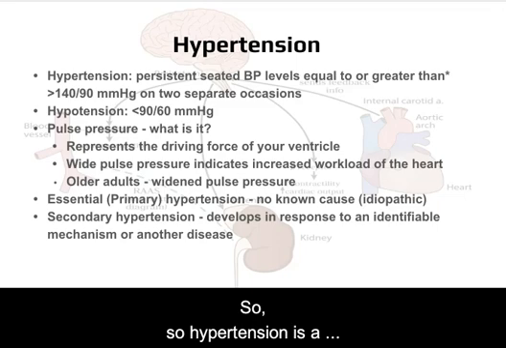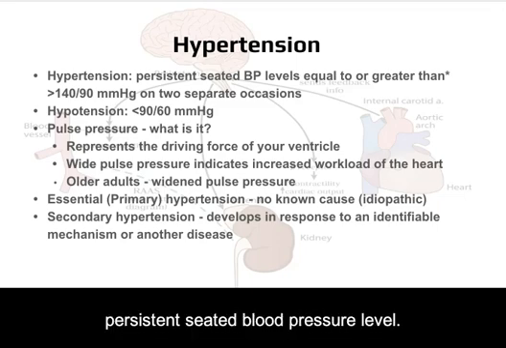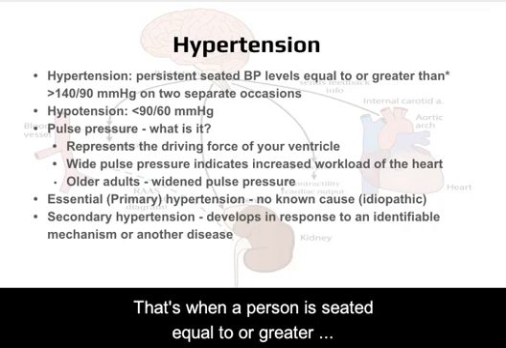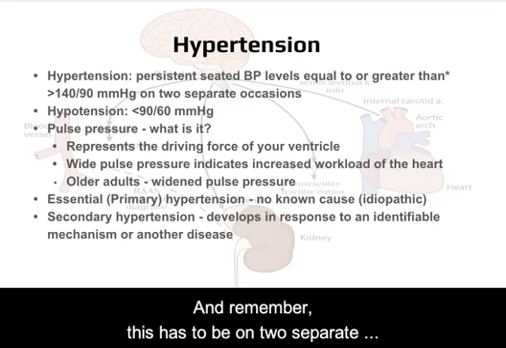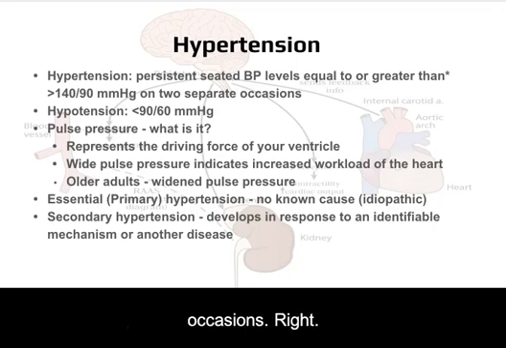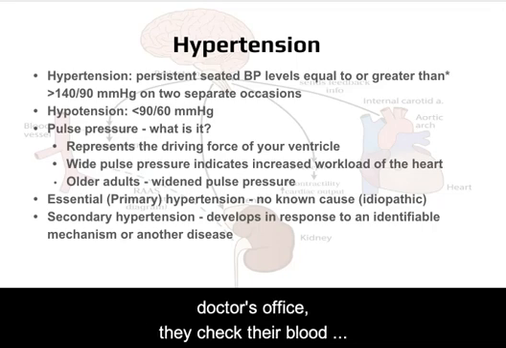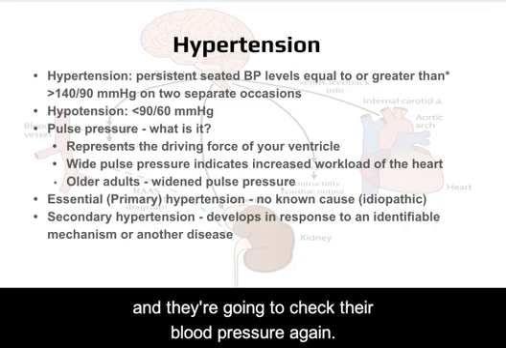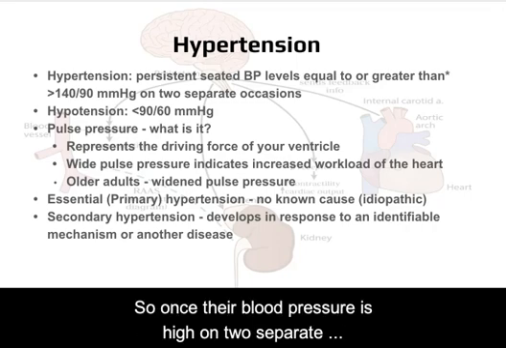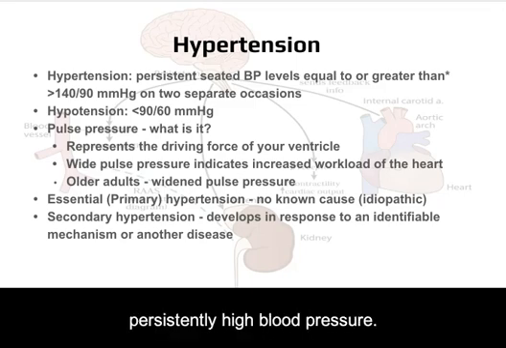So hypertension is a persistent seated blood pressure level, when a person is seated, equal to or greater than 140 over 90 millimeters of mercury. And remember, this has to be on two separate occasions, right? For example, when a person comes to the doctor's office, they check their blood pressure, the blood pressure is high, they're going to be asked to come back in a few weeks and they're going to check their blood pressure again. So once their blood pressure is high on two separate occasions, then it's considered persistently elevated blood pressure.